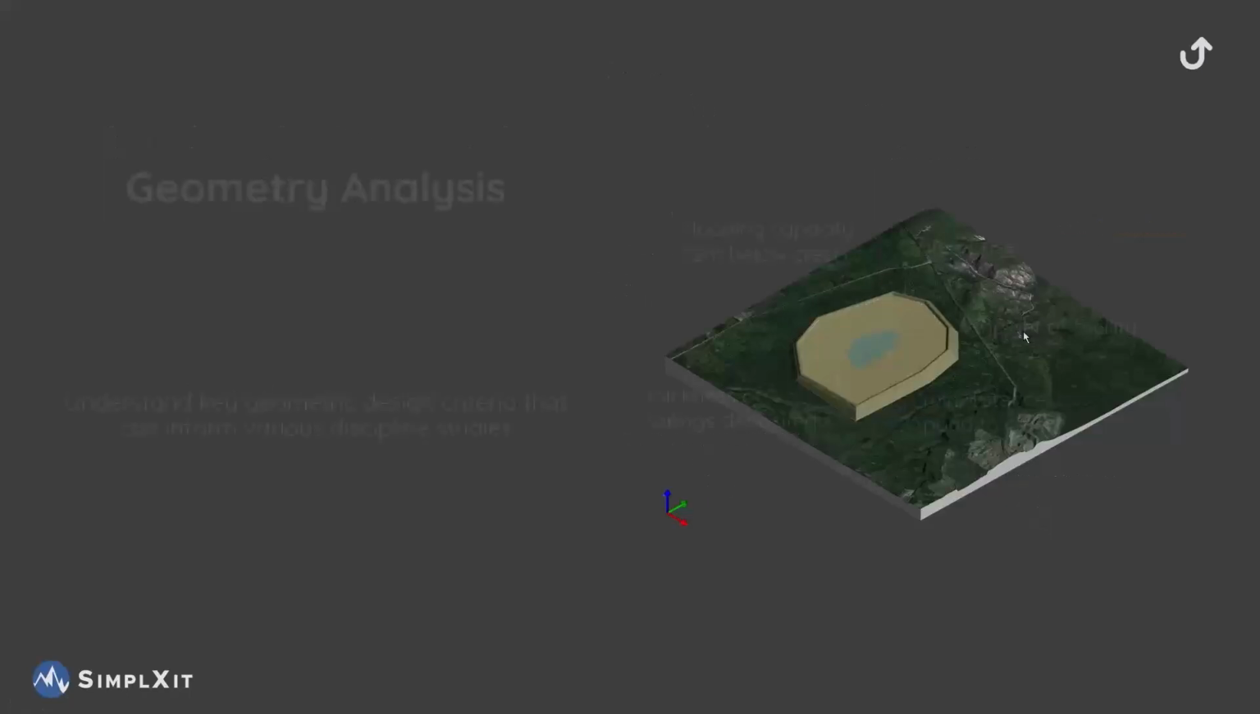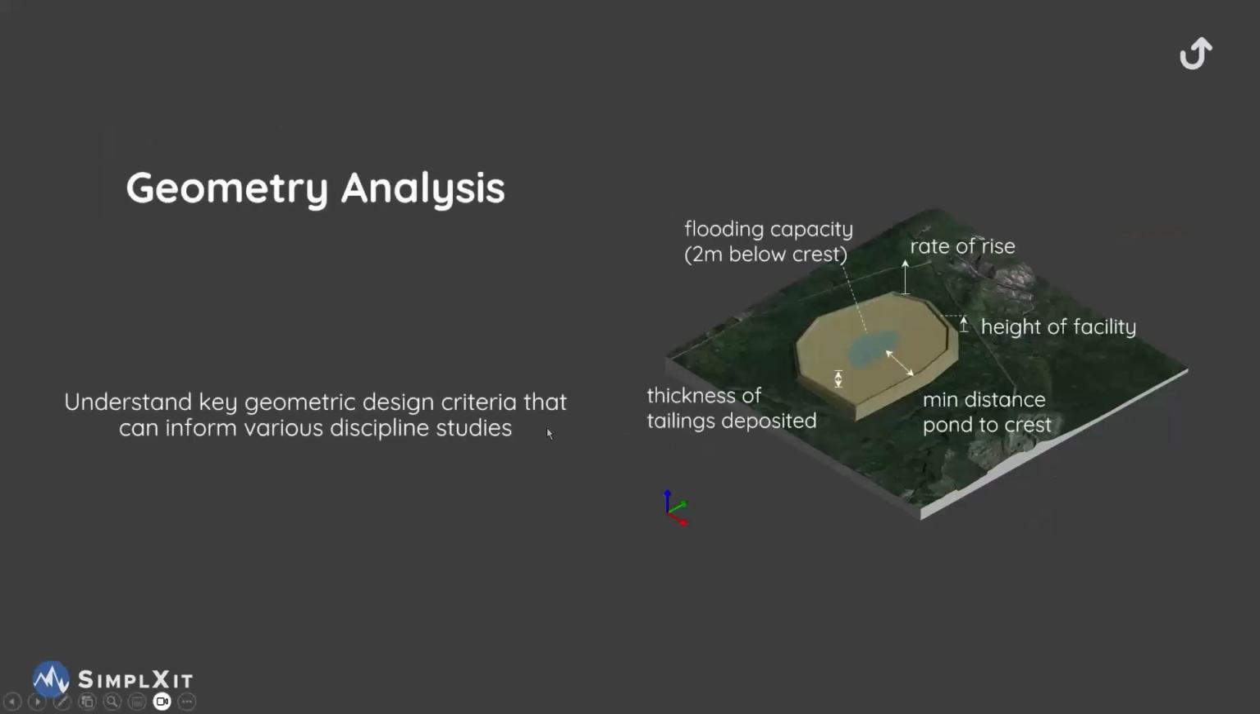So we use Muk3D because it's got lots of tools for geometric analysis, and we use it to calculate specific things. It might be the thickness of the tailings being deposited on a monthly basis, so that you can better estimate the desiccation rates. It might be the flooding capacity within your system, or the upstream construction damage rate. Might be your rate of rise, or the total height of the facility, which might be important for the hydrogeologist or the geochemist for closure, for example.